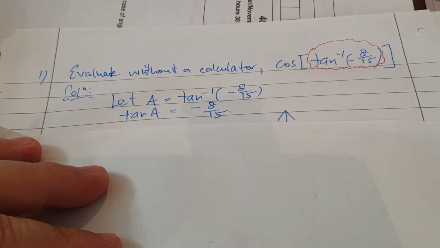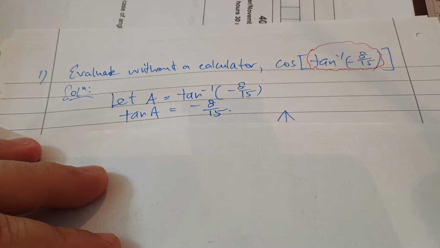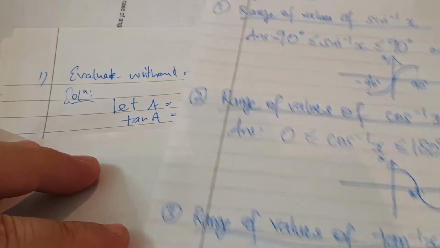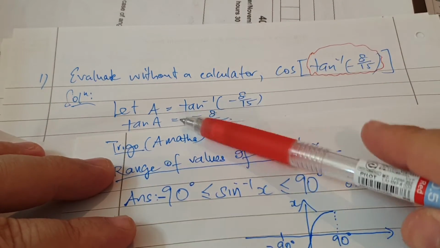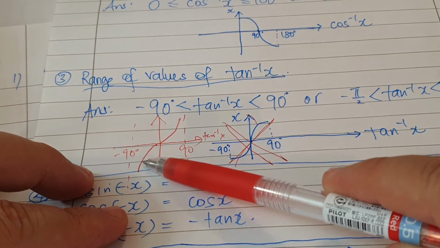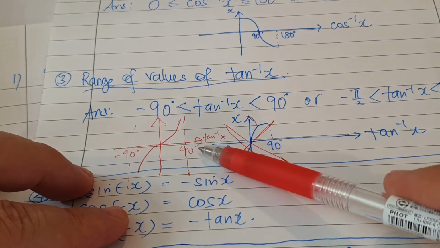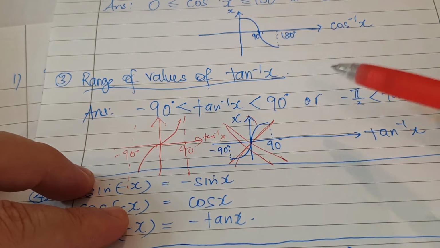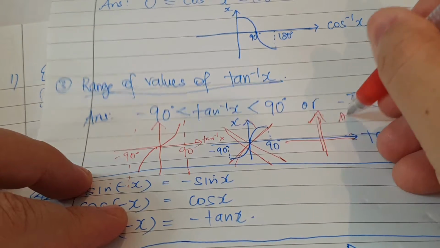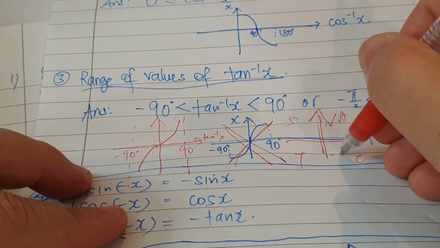But you must remember that when we do this kind of questions, which involves tangent inverse, we are dealing with principal values. And principal values have a certain range. When we talk about tangent, remember tangent is like a cubic graph like that. Tangent is from minus 90 to 90. So it's in the ASTC, minus 90 to 90, so it's in the first and fourth quadrant.